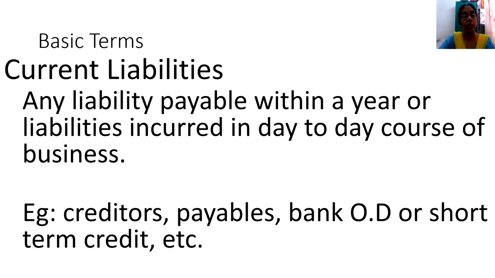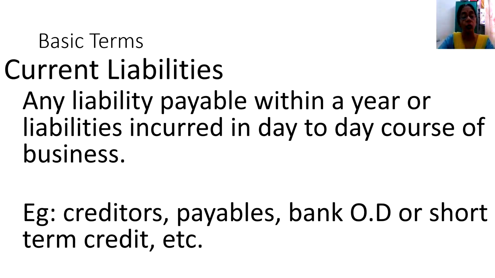When it comes to current liabilities, these refer to the liabilities which need to be paid within a period of 1 year's time. So it should be payable within 1 year. And generally these current liabilities refer to the short-term money arrangements made by the business. So in order to run smoothly the business activities, to carry on the day-to-day activities of the business, they take a short-term loan or short-term borrowing. So this would be termed as a current liability.